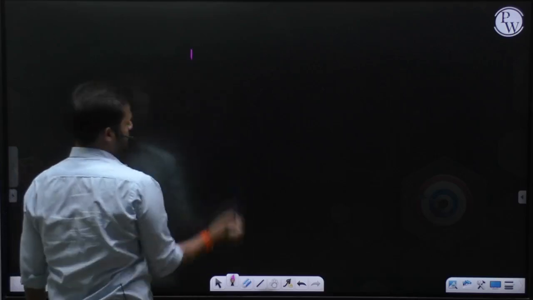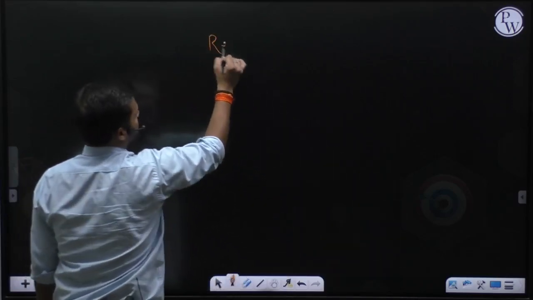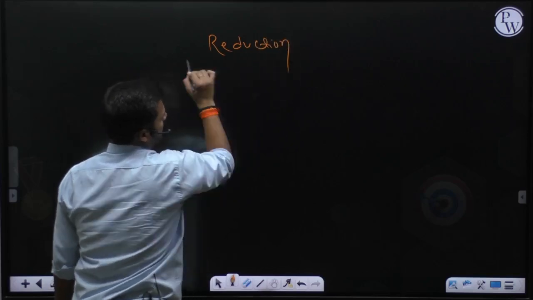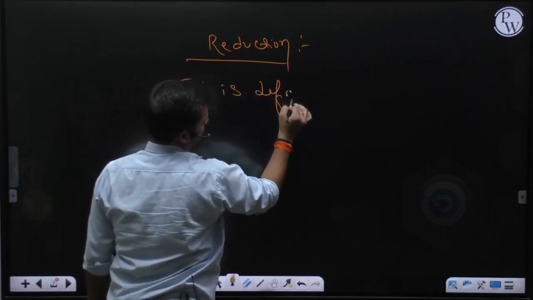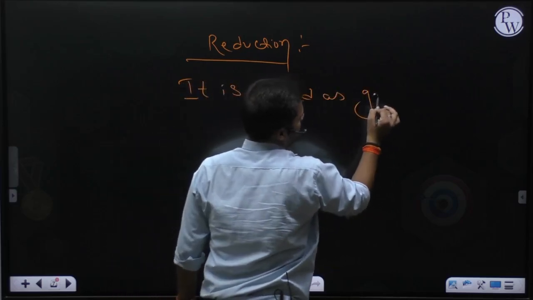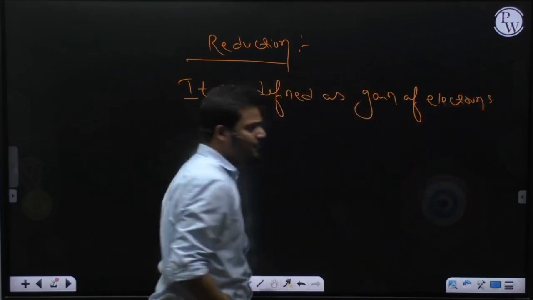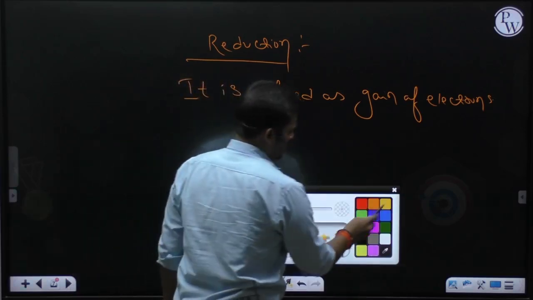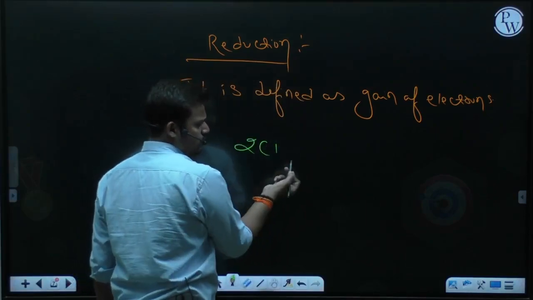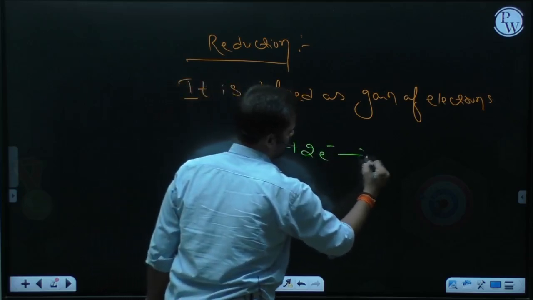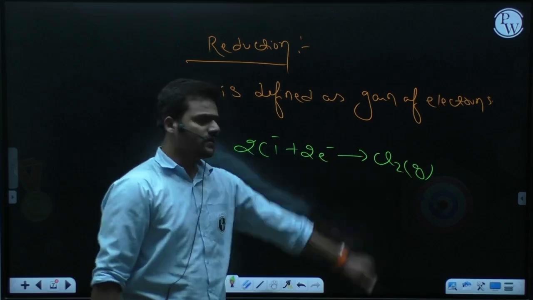Reduction is also very important, and also very simple. What is reduction? Reduction is defined as gain of electrons. It is quite simple. You have simple examples. Let's say I have 2Cl minus. When it accepts 2 electrons, it will convert into Cl2 gas, right? Here you are seeing that chlorine is accepting 2 electrons and it is getting converted into Cl2 gas, right?